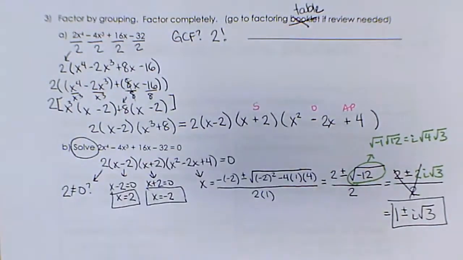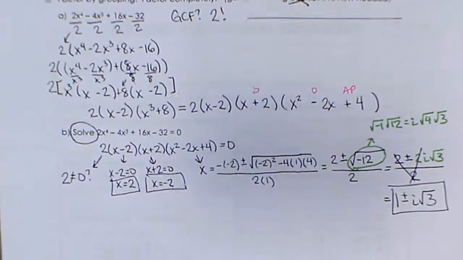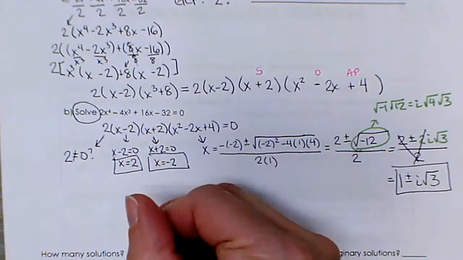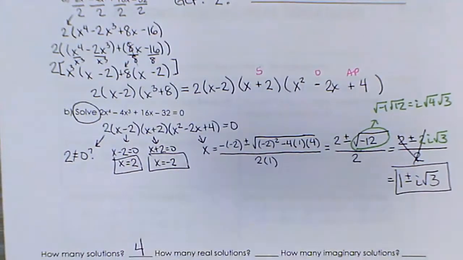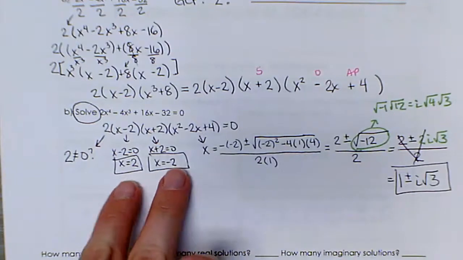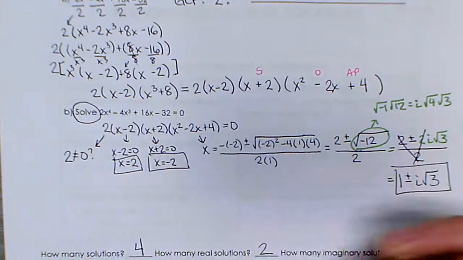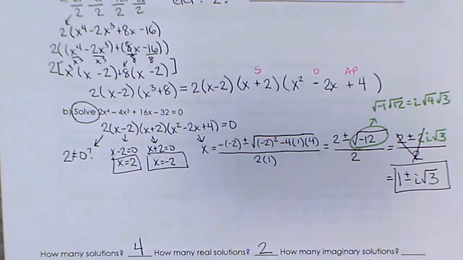Now the number of solutions: 1, 2, 3, 4, right? We have one that's 1 plus i square roots of 3 and one that's 1 minus i square roots of 3. So there are 4 solutions. How many real solutions? Those 2. How many imaginary solutions? Those 2, because they have i's.